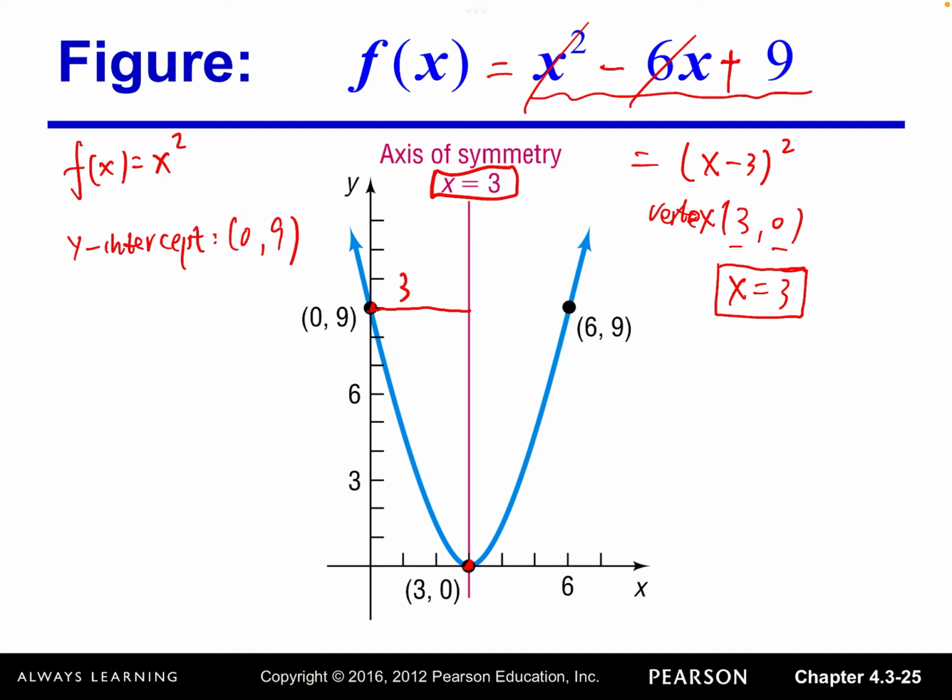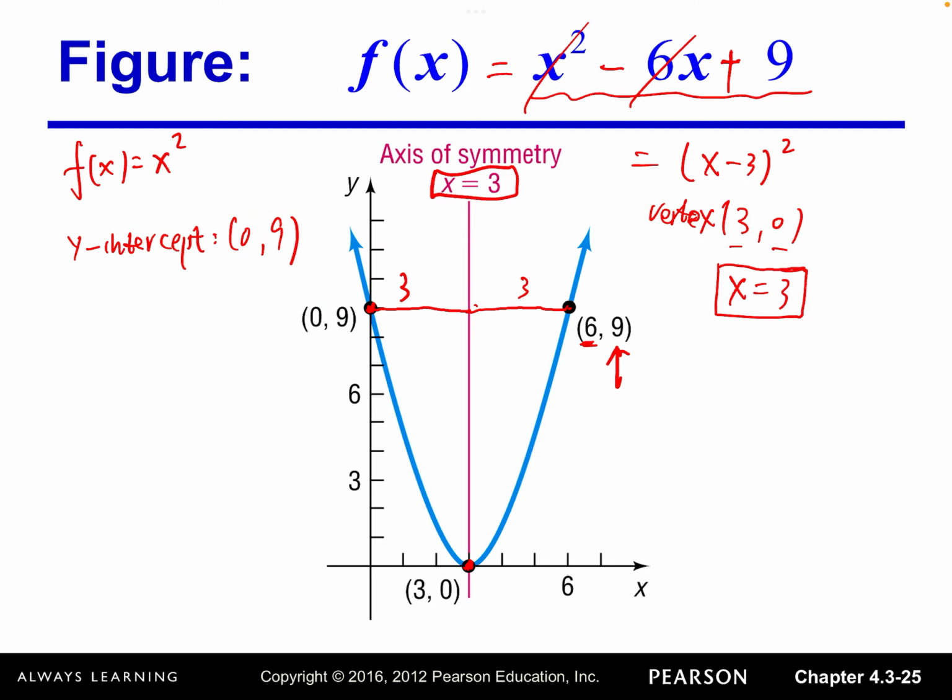So here is 0, here's 3, so that's 3 units. For the symmetrical point, here's another 3 units. So from 0 to the right-hand side 3 and another 3. That's why the x coordinate is 6. And then on the horizontal line, the y coordinate is 9. And then we use these 3 points to graph the parabola.